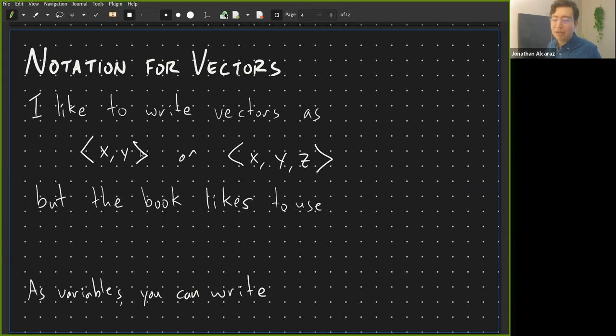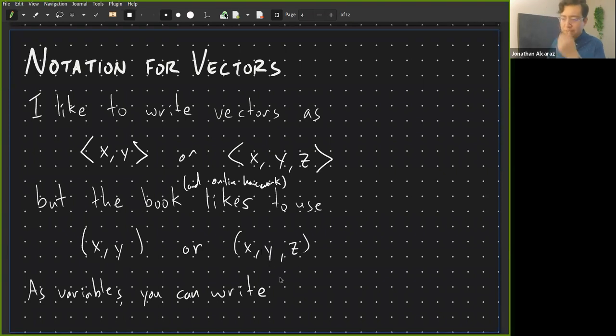But in the book, and I should say also the online homework, they like to use this notation here with parentheses. So it's different symbols on the keyboard, right? Or x, y, z. Okay. So I like to use the pointy brackets, and the book likes to just use the normal parentheses.